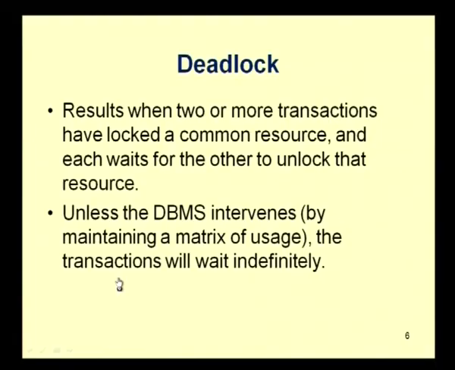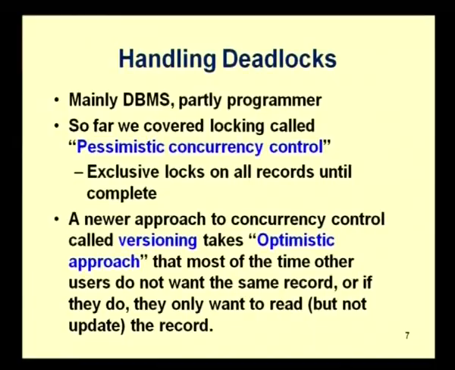It will never release, because this is waiting for that to release, that is waiting for this to release, and so on. So, how do we handle it? Deadlock is a problem that occurs because we have introduced locks in order to tackle concurrency. So, how do we tackle this? Mainly it is tackled by the database management system and partly by the programmer.